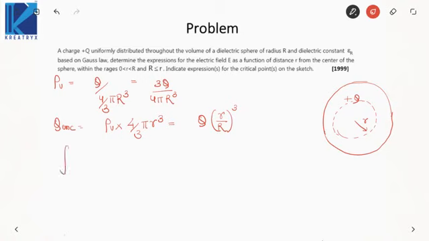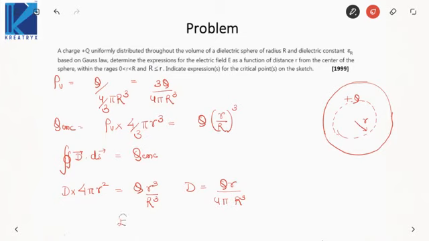Now if you apply Gauss law, D dot ds equal to charge enclosed. So what will be D dot ds? It is D into area. What is the area of Gaussian surface? 4 pi r square. What is the charge enclosed? This one. So D will come out to be Qr by 4 pi R cube. Now what is electric field? D by epsilon naught epsilon r. So Q r by 4 pi epsilon naught epsilon r into R cube.